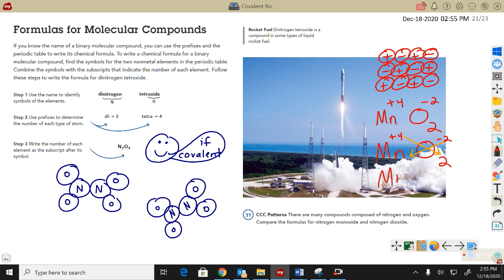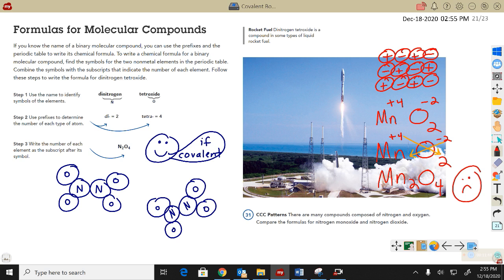You'd have Mn2O4, and that's not okay. Sad face. Not okay if ionic. If it's ionic, which means there's a metal and a non-metal and charges, now it's not okay. Not okay if ionic. Then I need to simplify it.